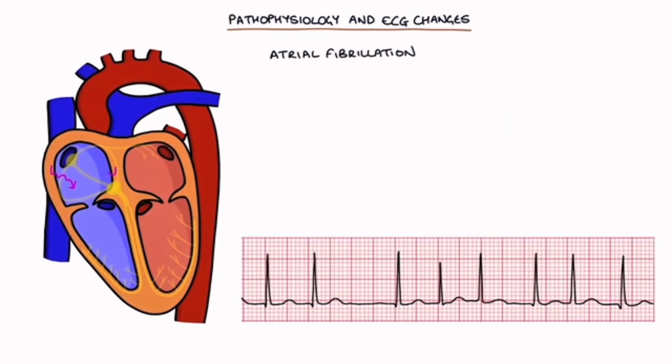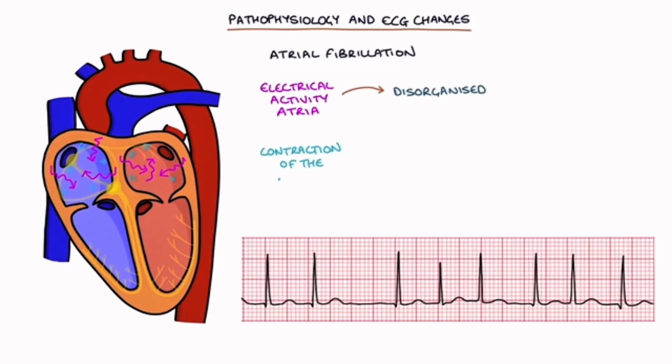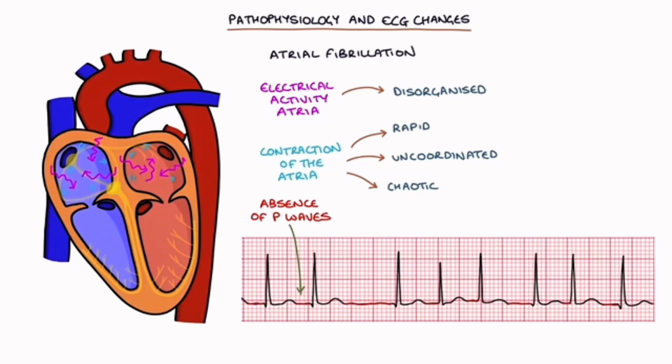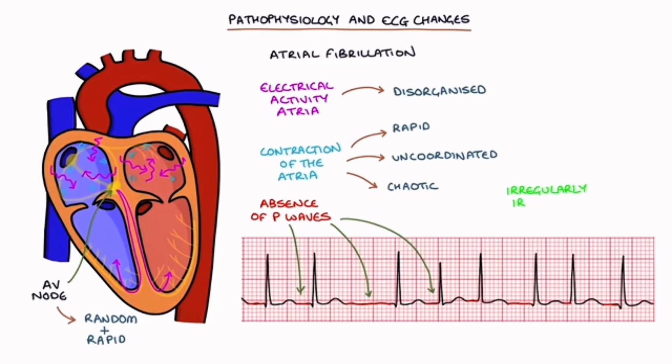Atrial fibrillation occurs when the electrical activity in the atria is disorganized, causing the contraction of the atria to become rapid, uncoordinated, and chaotic. Since there is no coordinated electrical activity in the atria, there is an absence of the P wave on an ECG. The electrical signal that passes through the atrioventricular node to the ventricles is random and often rapid, and this results in irregular ventricular contraction.